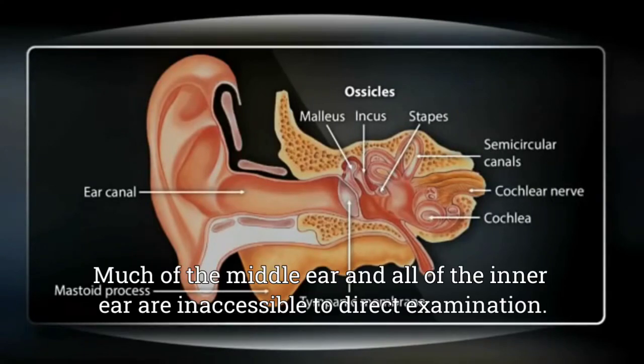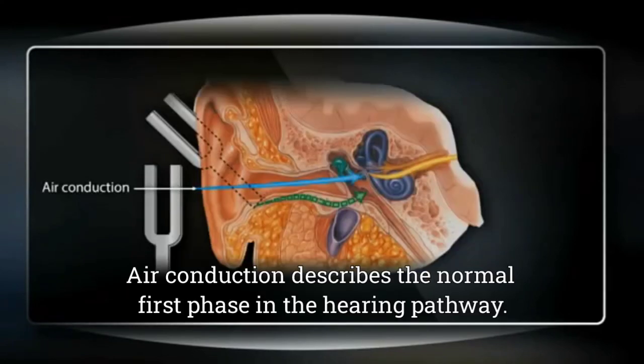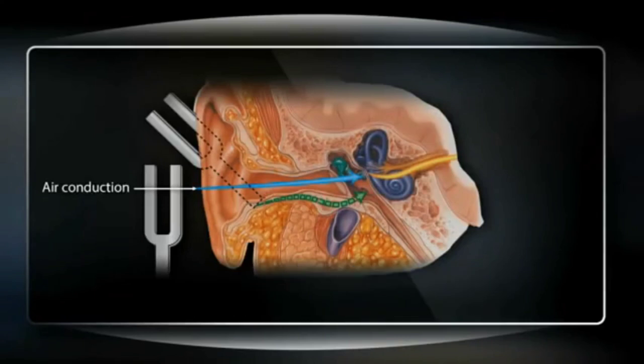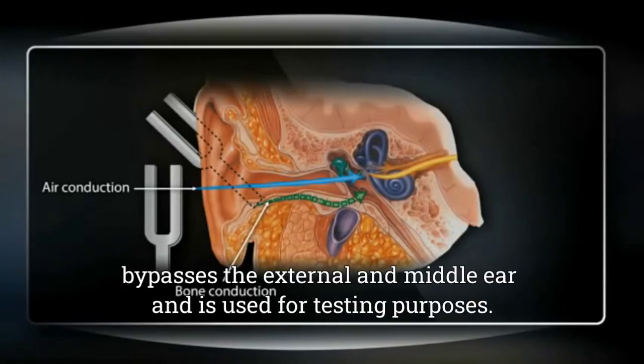Much of the middle ear and all of the inner ear are inaccessible to direct examination. These can be assessed by testing auditory function. Air conduction describes the normal first phase in the hearing pathway. An alternate pathway, known as bone conduction, bypasses the external and middle ear and is used for testing purposes.